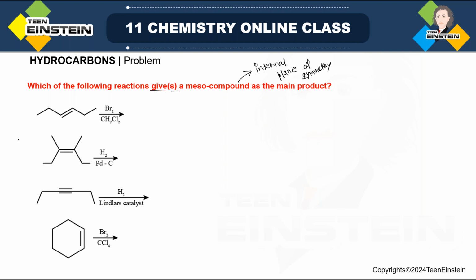Now look at the reactions one by one. The number one reaction: a trans compound is given, right? This is alkene trans, and you are using the reagent bromine in DCM, dichloromethane. Now this type of addition, remember in the chemical properties of alkene, there we have seen when we do bromine addition to alkene, this is basically anti-addition. Now the compound is already in trans fashion and you are doing some anti-addition.